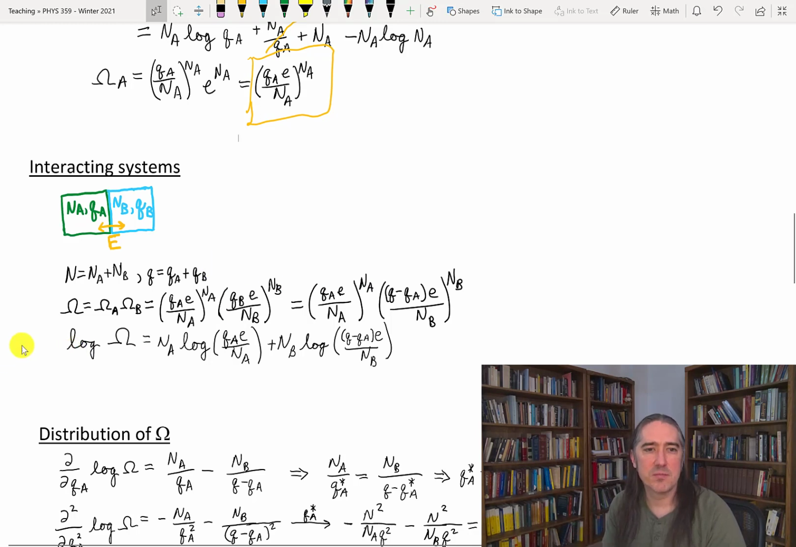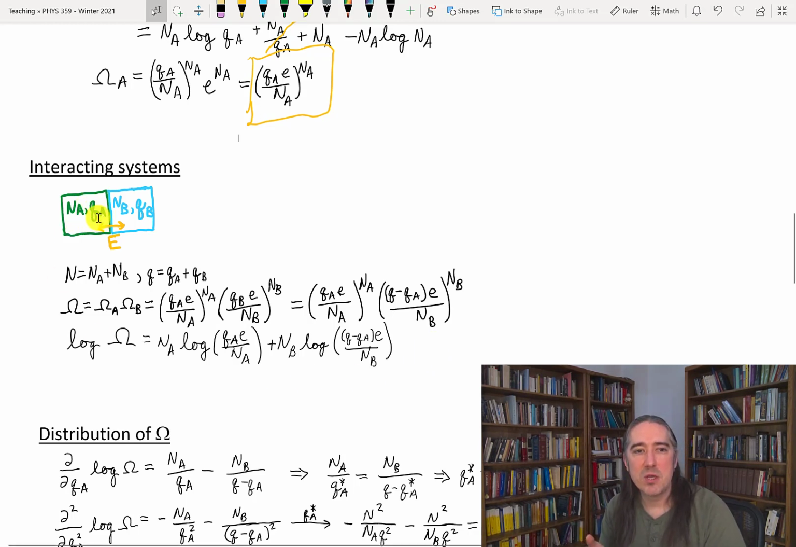So let's look at the logarithm. The log of this just separates again. Log of a product is the sum of the logs. So this becomes NA log of QA e over NA plus NB log of, again, we want Q minus QA e over NB. Okay. Now, why did I want to write it in terms of a single variable so explicitly? Because what we're interested in here is, in fact, the distribution of numbers of microscopic states. Okay. So what do I mean by that?